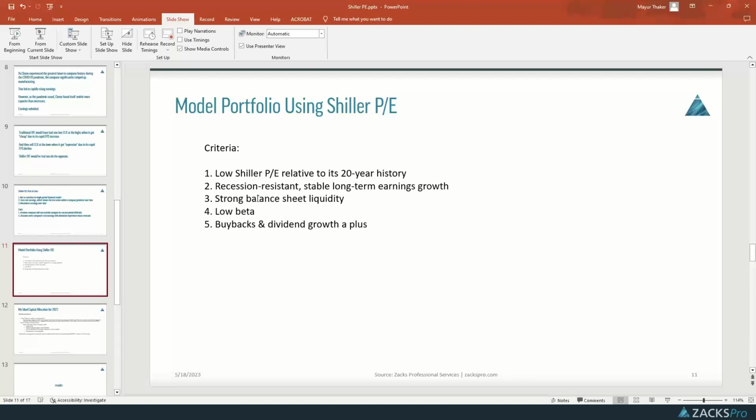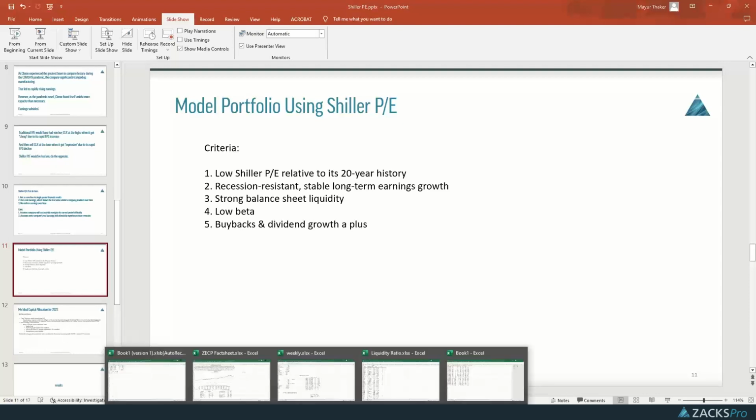Also looking for strong balance sheet liquidity. So again, I want to make sure that the balance sheet is strong, and there's a ratio that I created to help measure that, called the liquidity ratio. Looking for low beta, again, because I think low beta will outperform over the short term as well as the long term, as long as we're picking low Shiller PE stocks. And then any companies with buybacks and dividend growth is a plus.